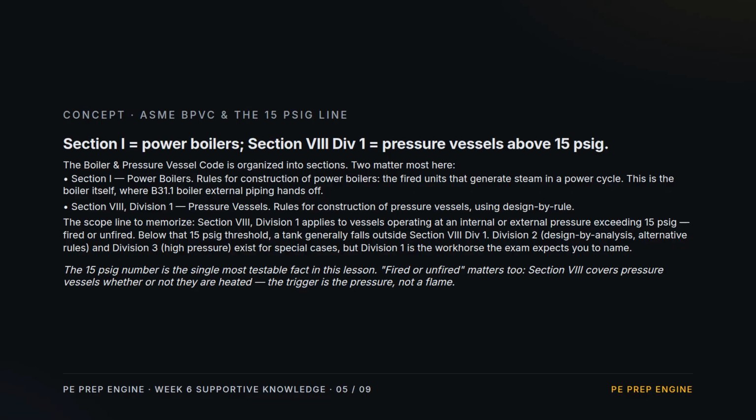Section 8, Division 1, covers pressure vessels by design by rule. The scope line to memorize. Section 8, Division 1, applies to vessels operating above 15 psi gauge, internal or external, fired or unfired. Below 15 psi gauge, a tank generally falls outside its scope. Division 2 is design by analysis, and Division 3 is high pressure. Name them if asked, but Division 1 is the workhorse.